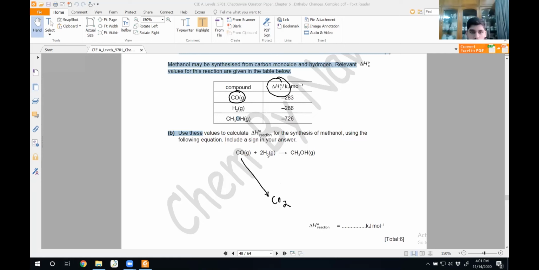Okay, then next, what is the value for combustion of carbon monoxide? Minus 283. Then we have hydrogen. When you combust hydrogen, what do you get? Water.